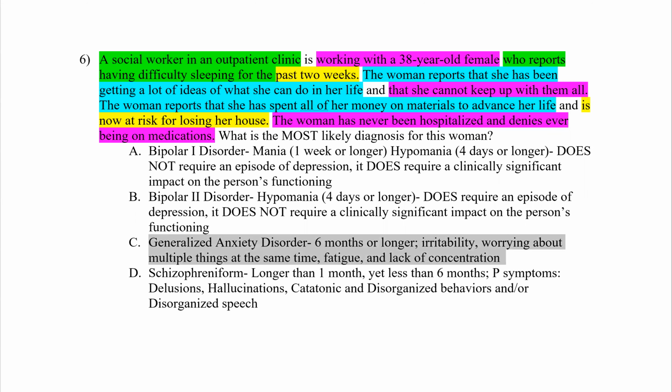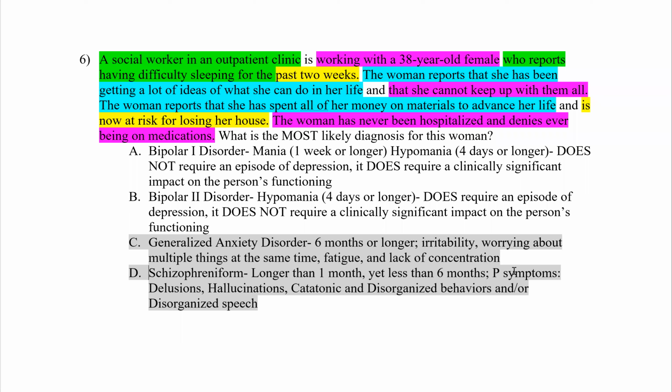So right off the bat, we're going to rule out C. Why? Because the length of time is 2 weeks, doesn't have any other picture. So for that reason, we're also going to rule out schizophrenia form. So generalized anxiety disorder would be that she has irritability, worrying about multiple things. She's tired. She's lacking concentration. So she does lack concentration, but she doesn't have any of the other symptoms.